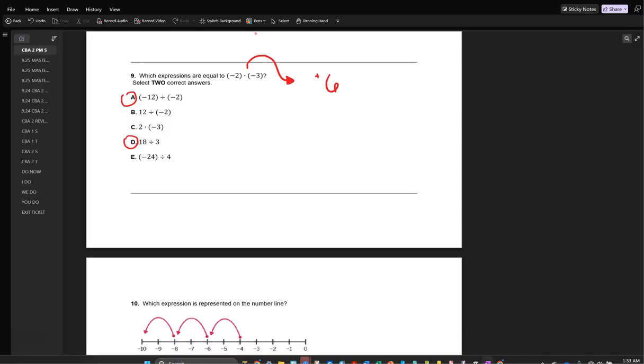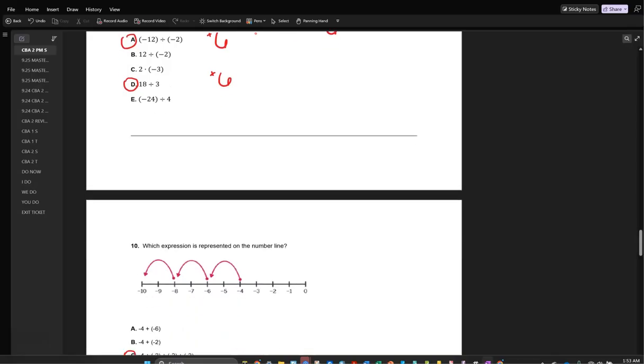So select 2 correct answers. Okay. Who else is equal to 6? Well, if I divide these two, 12 divided by 2 is 6. And I am dividing by the same sign, so I'm guaranteed a positive answer. Same thing here. 18 divided by 3 is 6. Dividing by the same signs, which is positive, means I'll retain that positive result. Okay? Alright.